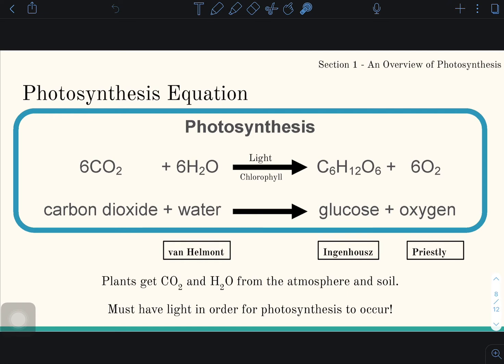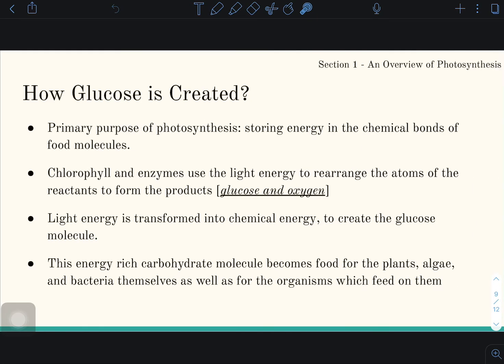Okay, so the idea is van Helmont said, hey, plants need water. Ingenhousz said that glucose is a byproduct, and Priestley said that in light, plants give off oxygen. Okay, so plants get carbon dioxide and water from the atmosphere and the soil, but they must have light in order for photosynthesis to occur. Glucose is this molecule that we refer to as a sugar. It's a simple sugar. It's a single sugar. It's a basic building block of food.